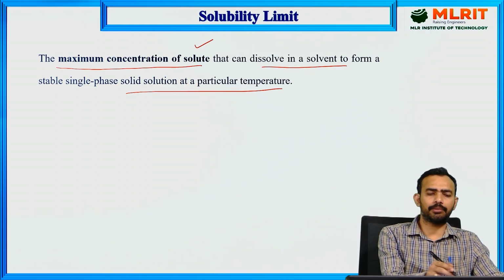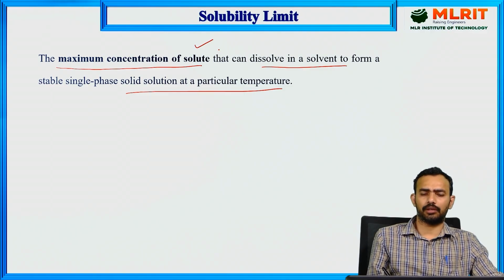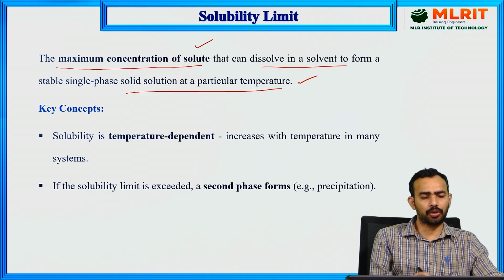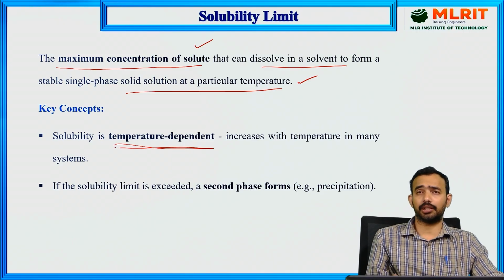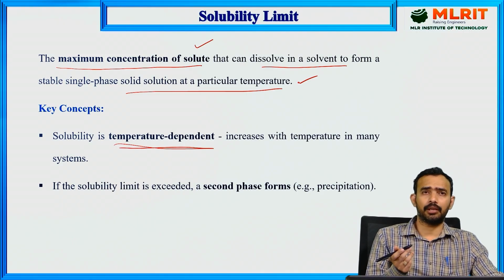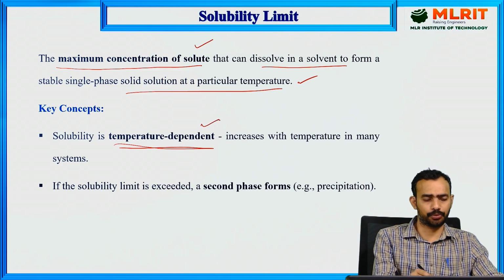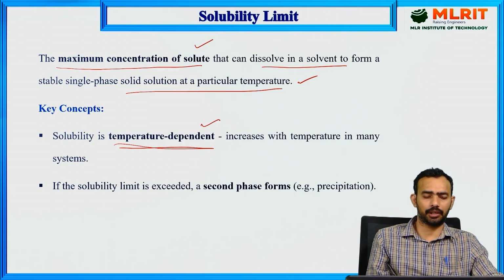The maximum concentration of solute that can dissolve in a solvent to form a stable single phase solid solution at a particular temperature is considered the solubility limit. So solubility is basically temperature dependent. If you increase the temperature, sometimes your solubility limit can be raised, and more solute atoms can be dissolved in the solvent. That is why solubility is temperature dependent. Depending on the temperature, the solubility limits will alter.